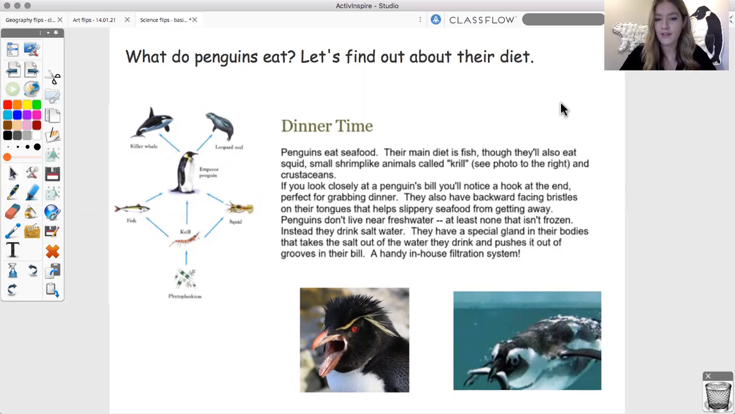Penguins don't live near fresh water, at least none that isn't frozen. Instead, they drink salt water. They have a special gland in their bodies that takes the salt out of the water that they drink and it pushes it out of the grooves from their bill. A handy in-house filtration system.